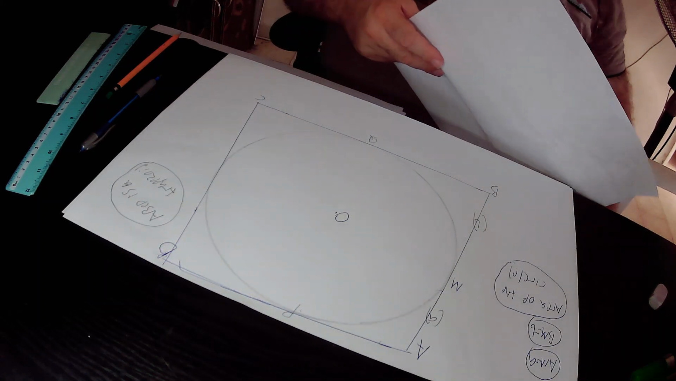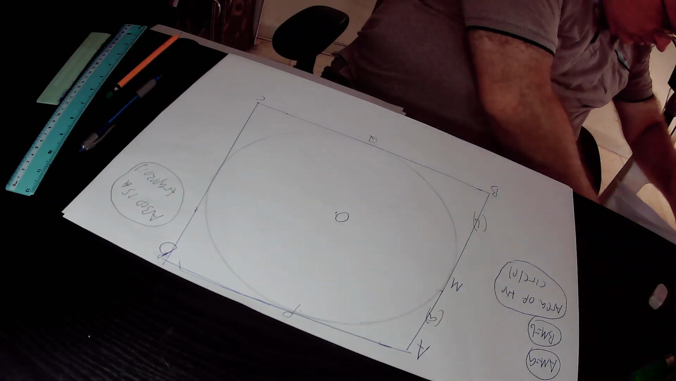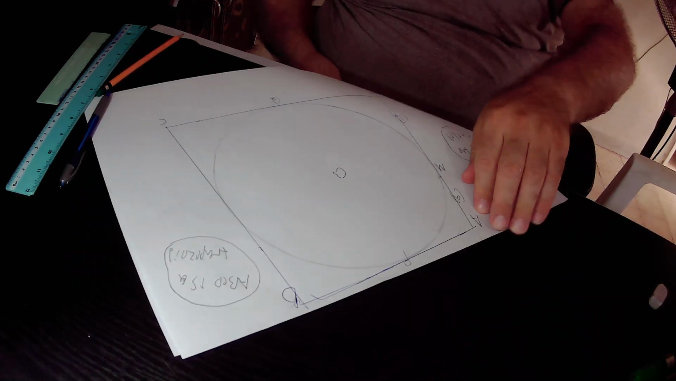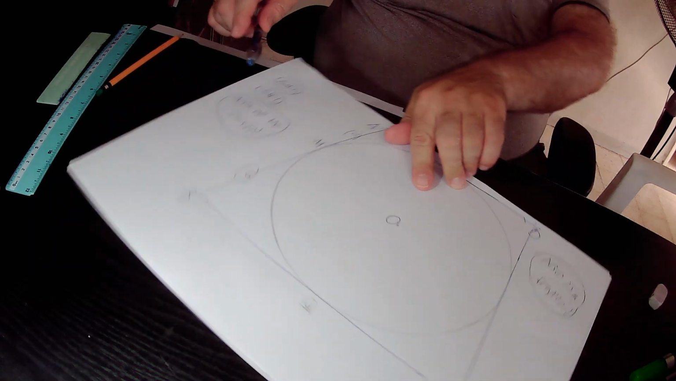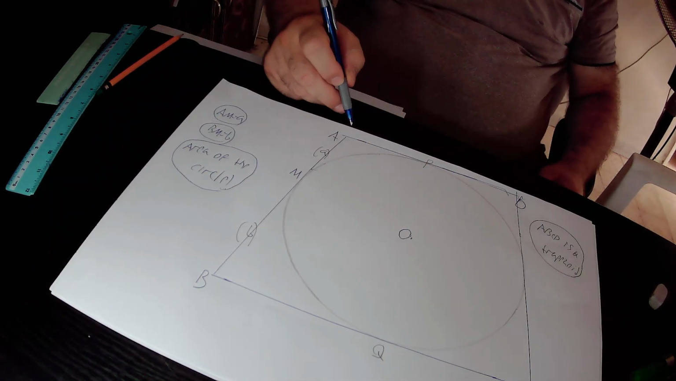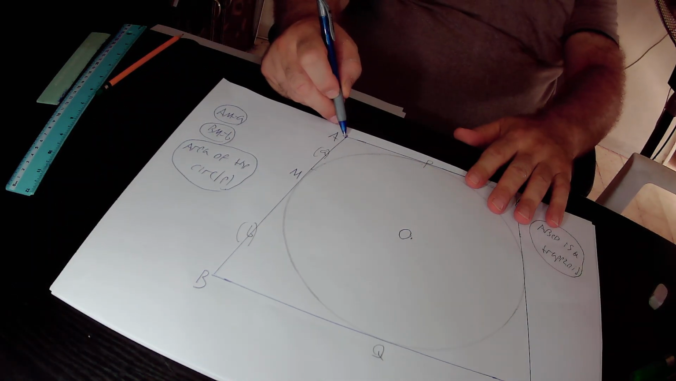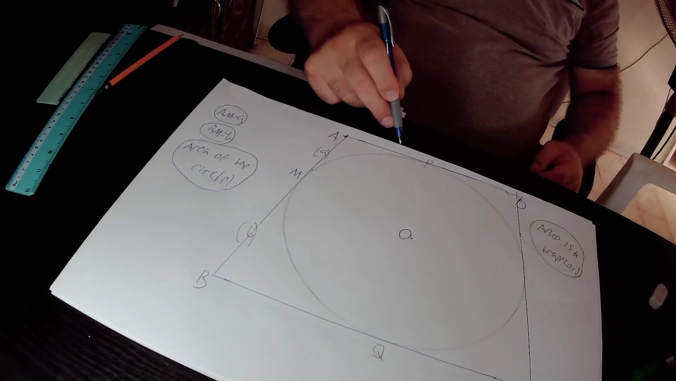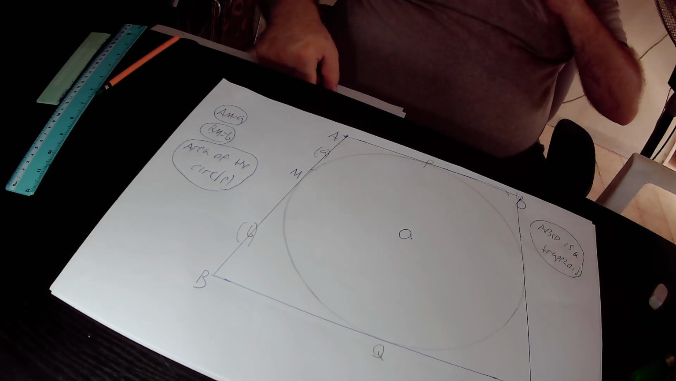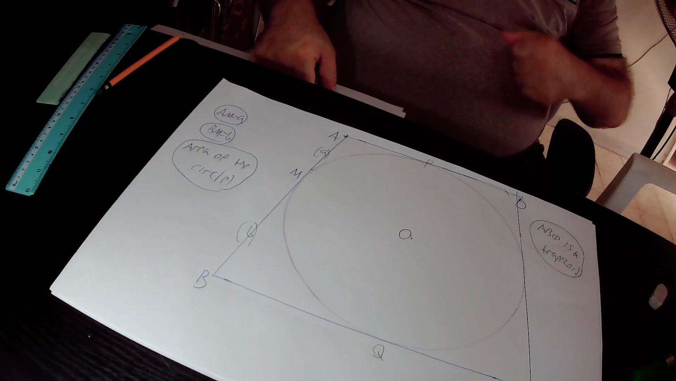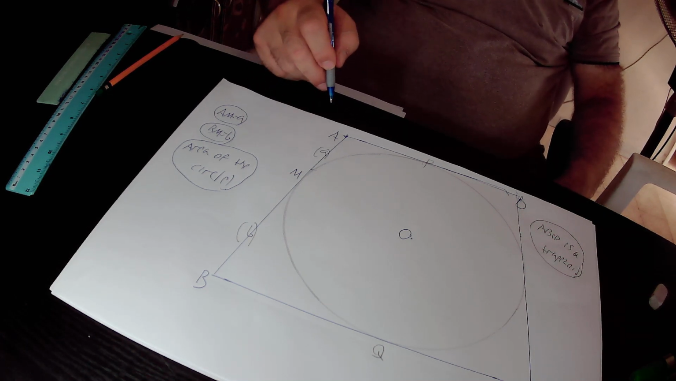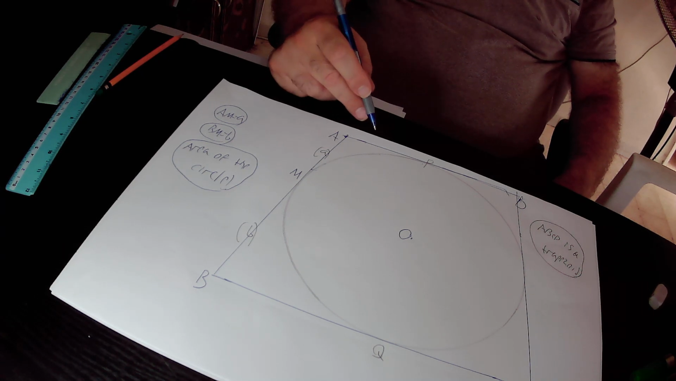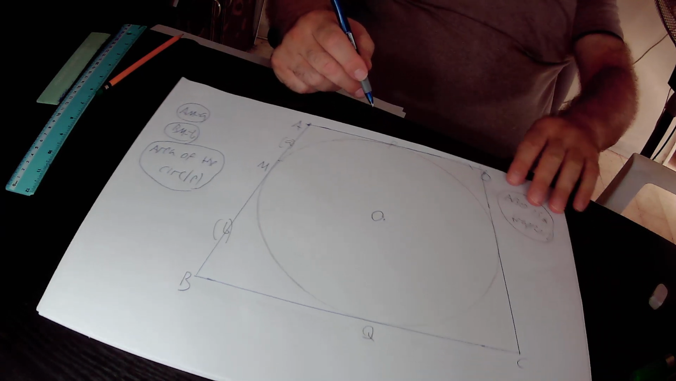In our drawing, if we focus on this external point, point A, we have two tangents to this circle, tangent AM and tangent AP. And according to rule 2, they are equal to each other. That is to say, AM equals AP. But AM is A, therefore AP must also be equal to A units in its length.